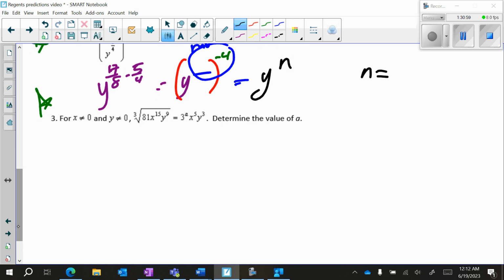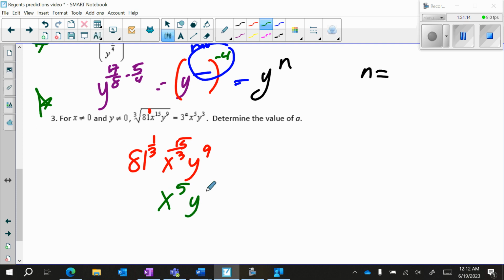Okay, for this one, number 3, you have to know that this is a power over root situation. So this is really 81 to the first. So this is 81 to the 1/3, x to the 15/3, and y to the 9th. If you were to simplify this, you get x to the 5th, y to the 9/3, which is 3. So these two check out, okay? It's just the 3 that's the problem.